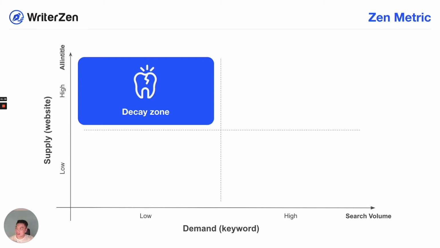Let's say PlayStation 2020. At some point, I think in July 2020, that was the highest demand keyword. Everyone was looking for it, and so the demand at that point was very high.